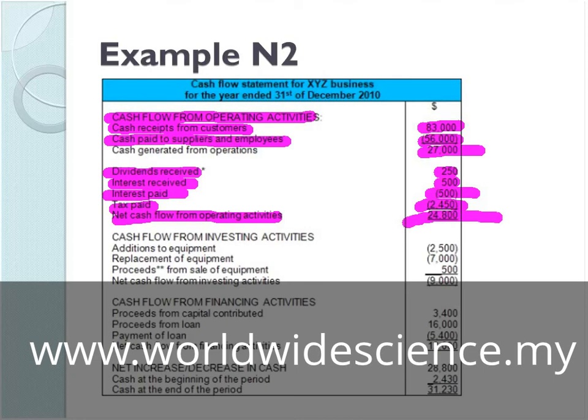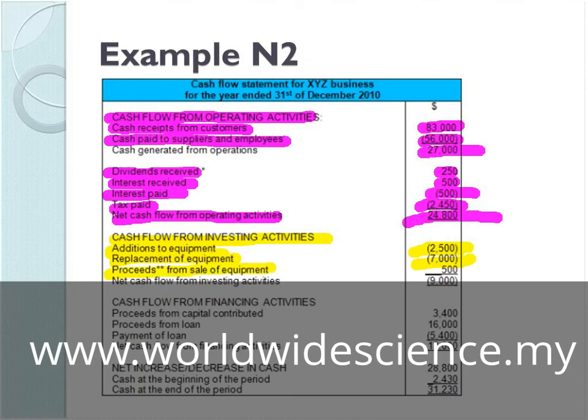The next one, the cash from the investment activities. Additions to equipment, cash goes out. That means we make some expenses for our equipment. We pay, and the cash goes out, 2,500. Okay. The replacement of equipment. We buy some new equipment to replace the old. The cash goes out, minus 7,000, right? Another one, the proceeds from sale of equipment.